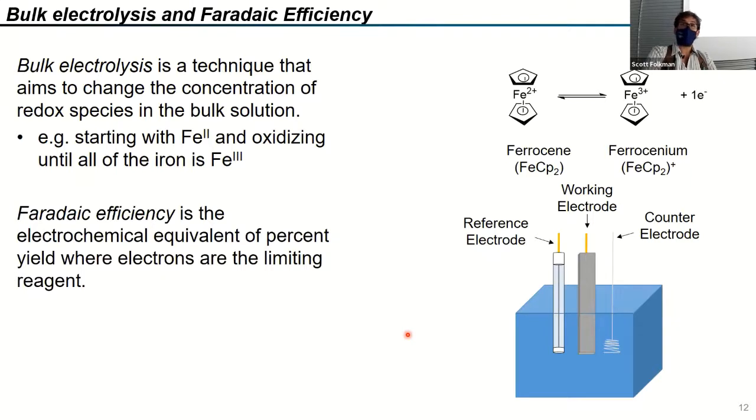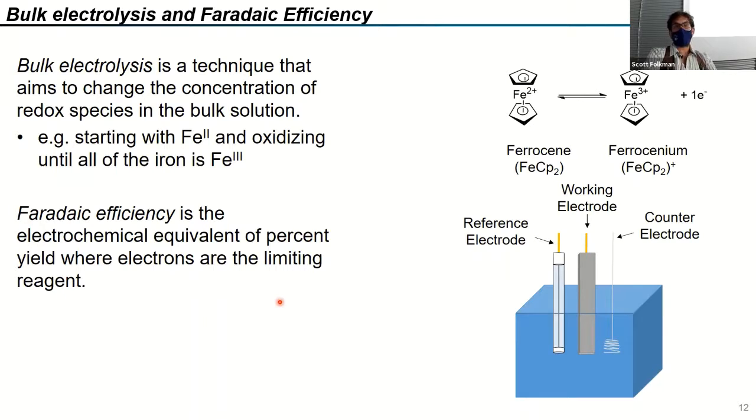Faradaic efficiency you can think of as yield. What is your product yield? But in the case where electrons are the limiting reagent. So in other words, I put in 1 mole of electrons, what is my yield of product that I get out?